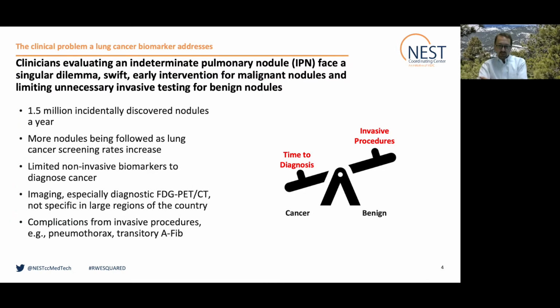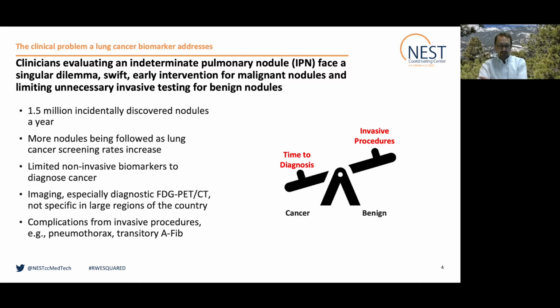So the clinical question that we have at hand really is the dilemma facing clinicians who are seeking to diagnose and evaluate IPNs. There are 1.5 million incidentally discovered nodules occurring every year. This number will be increasing as lung cancer screening becomes more pervasive across the United States and the world. And each one of these nodules must then be followed and diagnosed eventually.